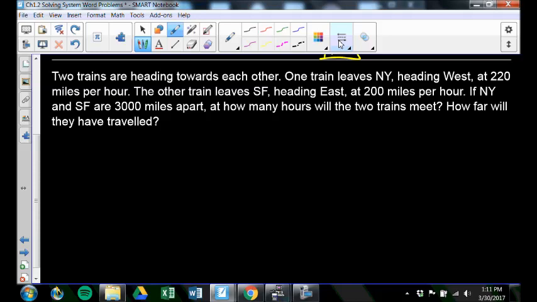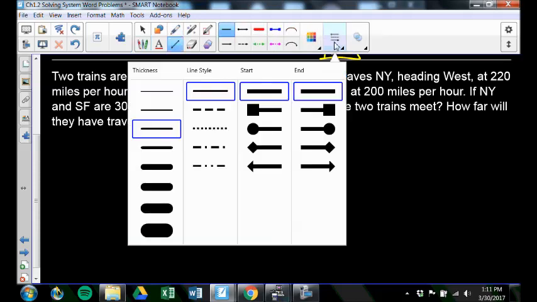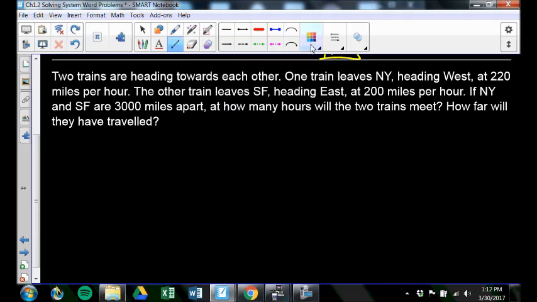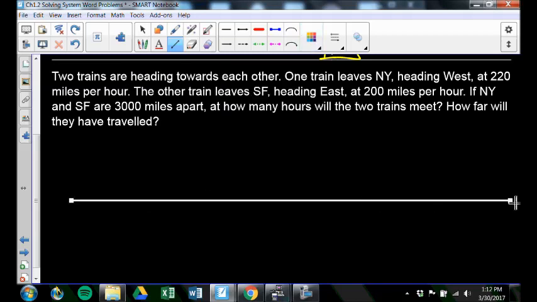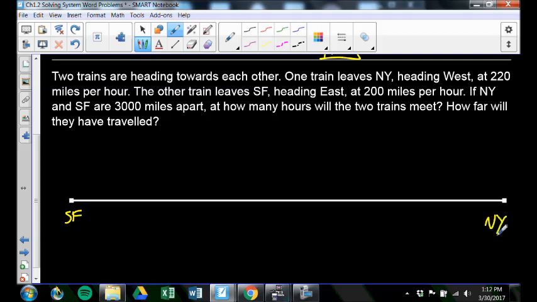I think it's really helpful to start by just drawing out a number line, actually. Here's a big number line. And way over here on this side will be San Francisco, and way over here on this side will be New York. And they are 3,000 miles apart. Well, we've got these two trains heading towards each other.